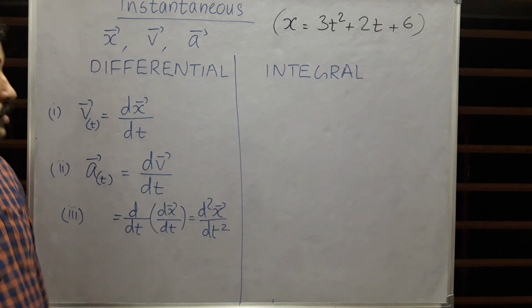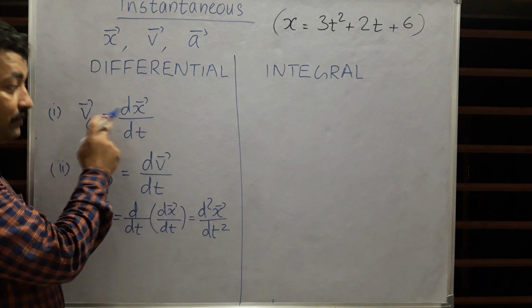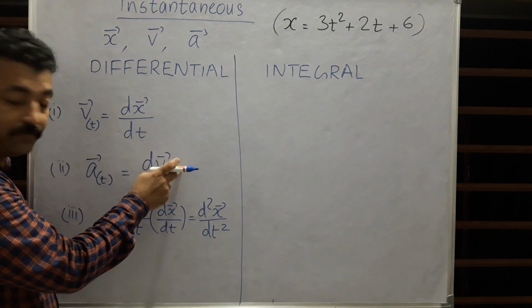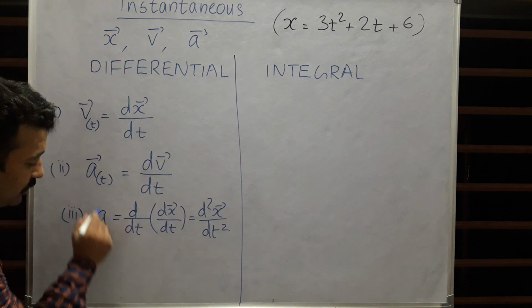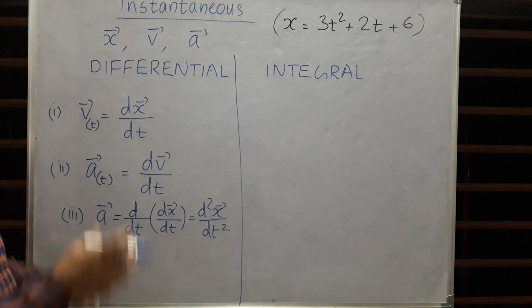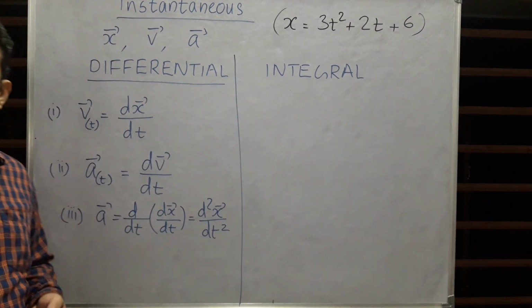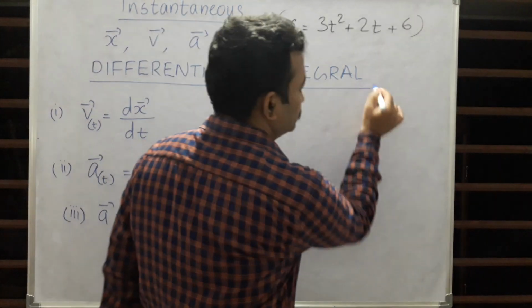The first differential of position gives velocity, exactly. The first differential of velocity gives acceleration, and the second differential of position gives acceleration. So these concepts are related to the differential aspect. Now the next one is the integral aspect.